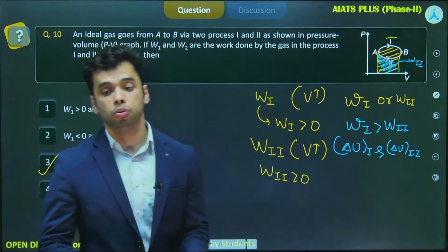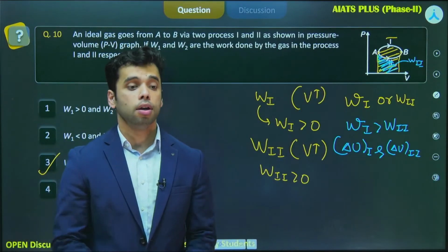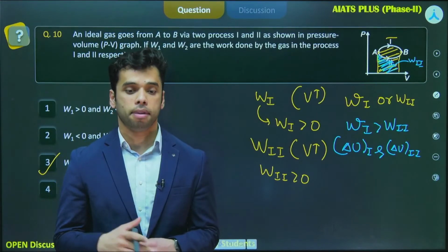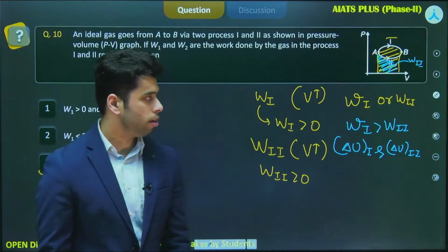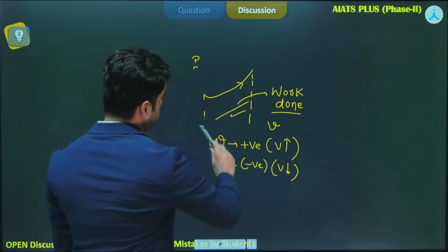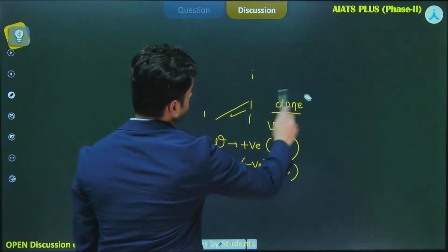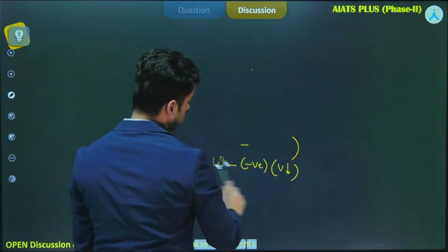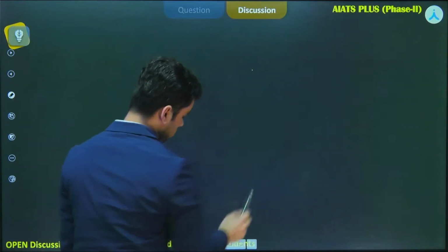Delta U1 and delta U2. If I talk about delta U1 and delta U2, which one should be greater? Anyone? It is a simple thing: if you need to compare the delta U, you need to keep a few things in mind.